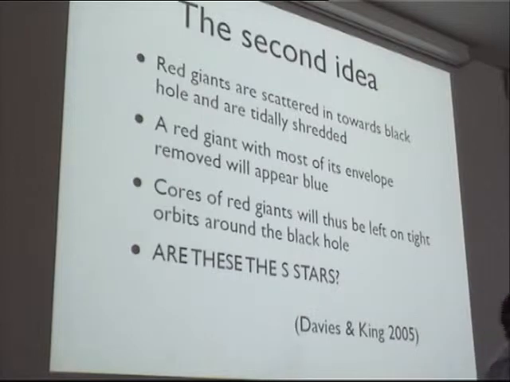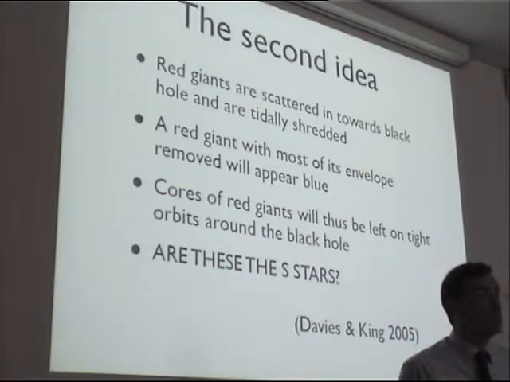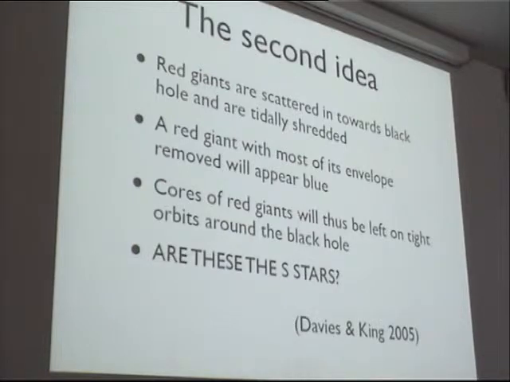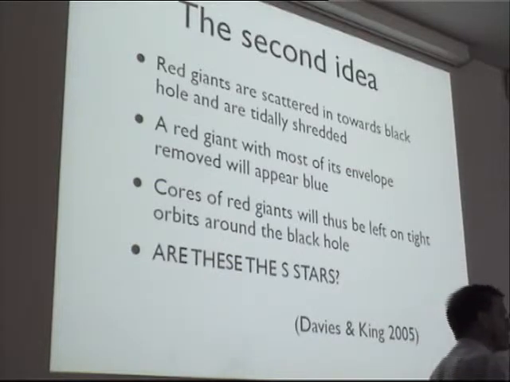In the same way, I could throw in a star that's also 1 AU across, a red giant, and if I could tidally shred that and dissipate enough energy, and that's the question really, then I could potentially capture the core of the red giant in a similar tight S-star orbit.